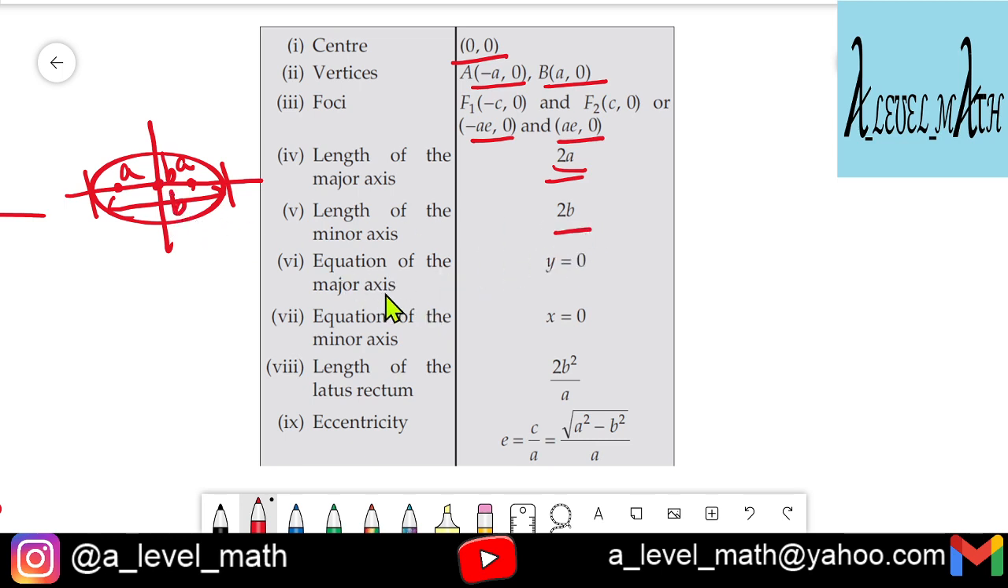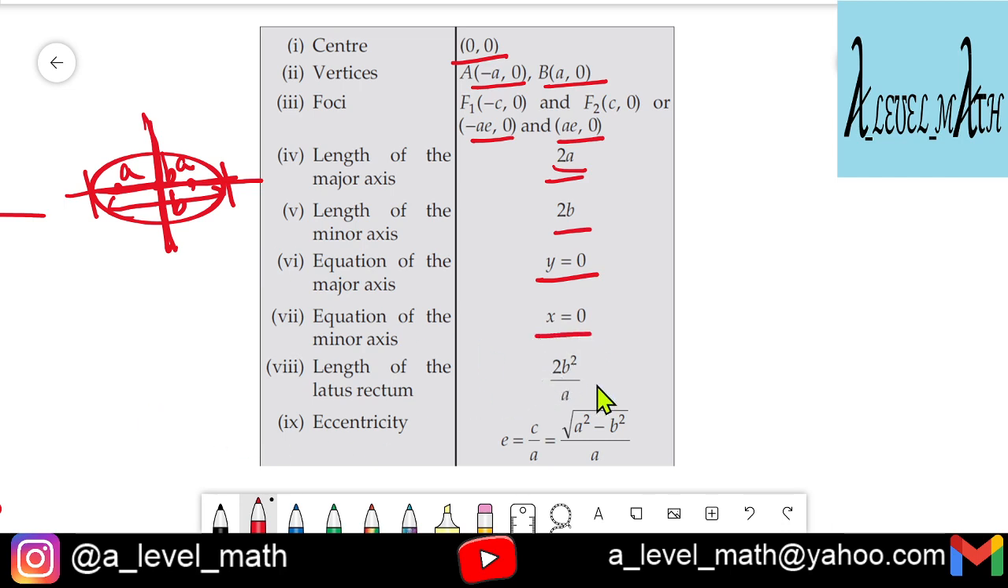The equation of the major axis, because the major axis is along the x-axis and the equation of the x-axis is y is equal to 0, and the equation of the minor axis will be, because the minor axis is along the y-axis, x is equal to 0.